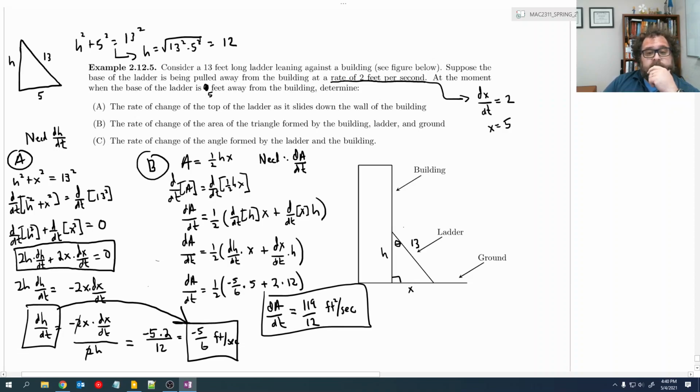Now we have a couple options here, and some of them are easier than others. We need a way to relate x's, because we know that dx/dt is 2 and x is 5. Or, in fact, we know what h and dh/dt are. We know that dh/dt from part A is negative 5 over 6. And we know also that we're considering this moment when the ladder's 5 feet away from the building. So we know that h is 12.